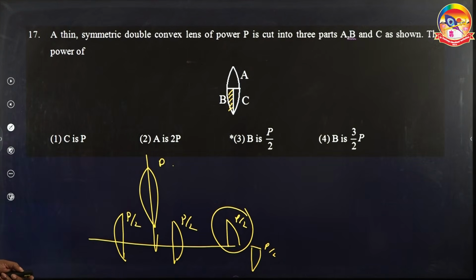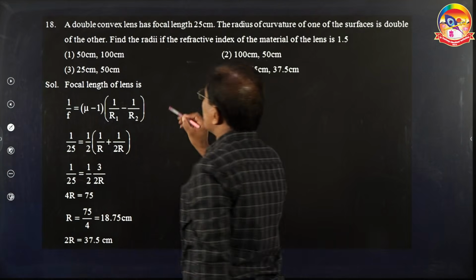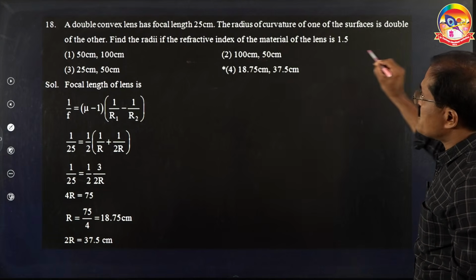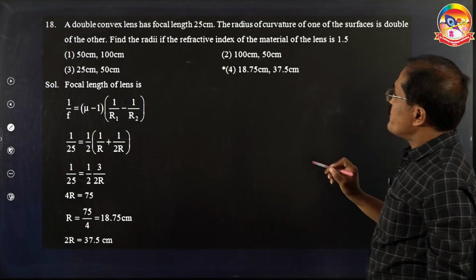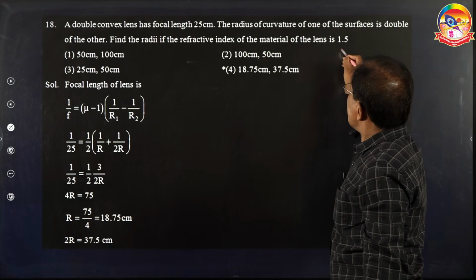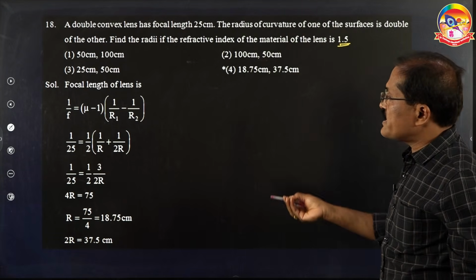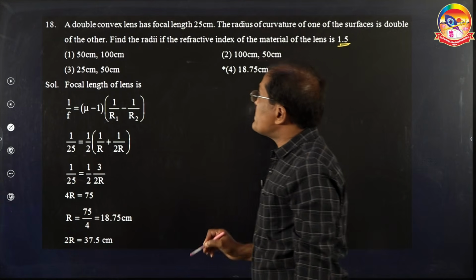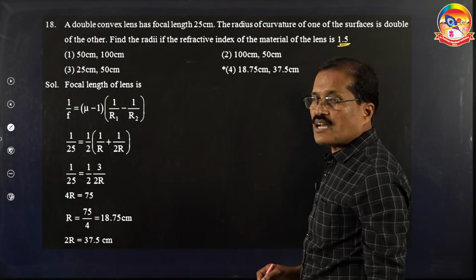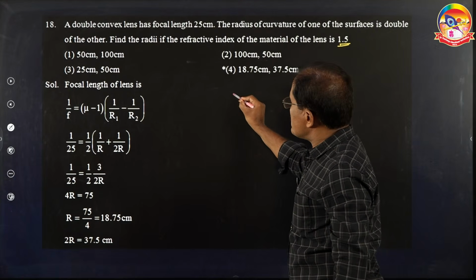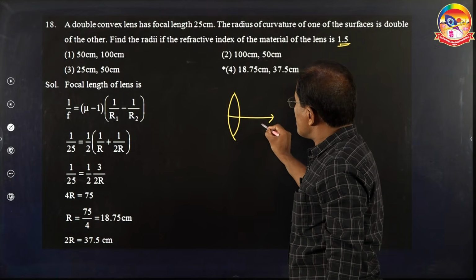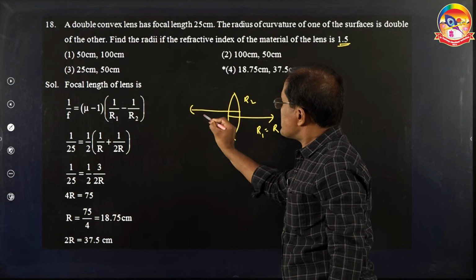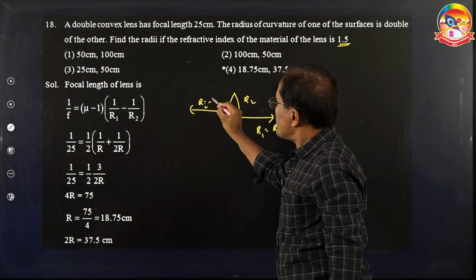Next, a double convex lens has the focal length 25 centimeter, radius of curvature of one surface is double that of the other. Find the radius of curvature, if the refractive index of material of the lens is equal to 1.5, is asked here clearly. Refractive index is given 1.5 and radius of curvature of one is R1 which is equal to R, other one is twice, he said. And what is the double convex lens? See the diagram here, R1 is equal to R, R2 is equal to minus 2R.